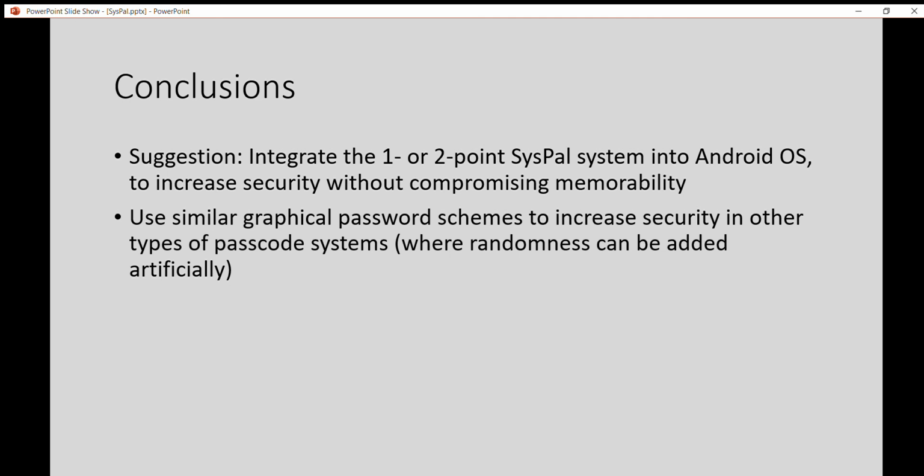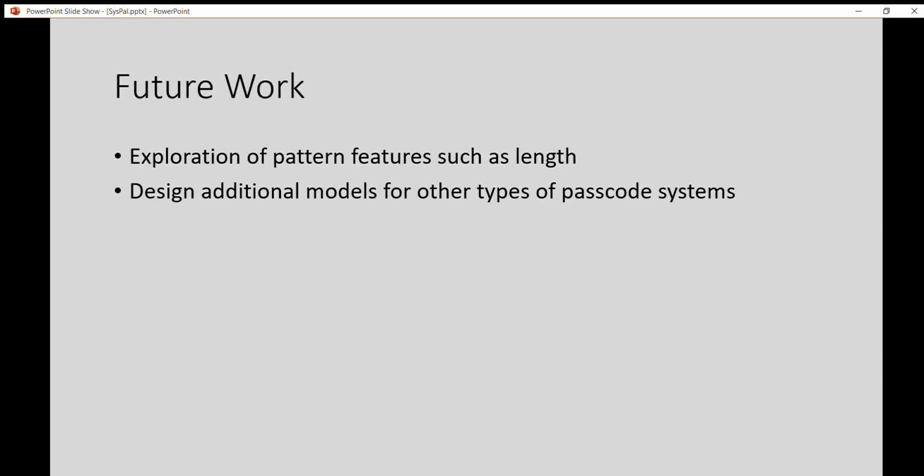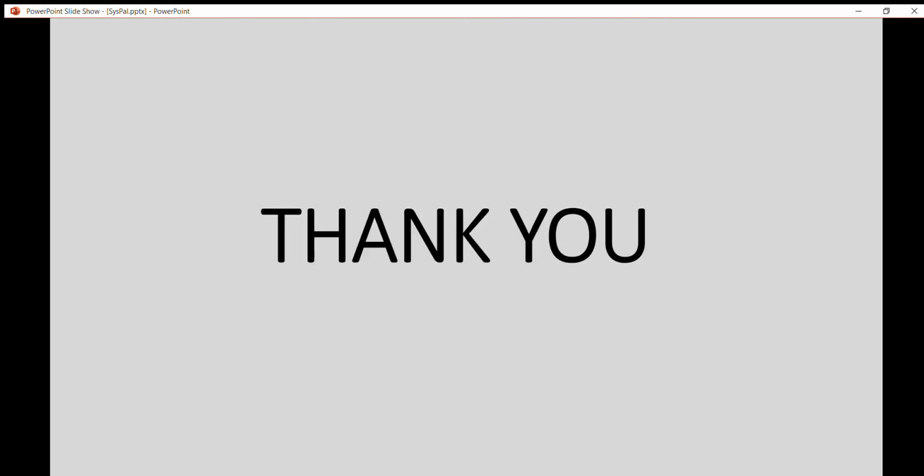In conclusion, the suggestion is to integrate the 1 or 2 point SysPal system into Android OS to increase security without compromising memorability. Use similar graphical password schemes to increase security in other types of passcode systems. For future work, they look to explore pattern features such as length and design additional models for other types of passcode systems.